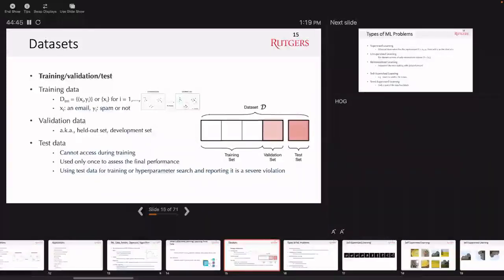So you cannot use the test data to choose your model. If you do this, that's usually considered a severe violation of evaluation protocol. Again, using the test data for training or hyperparameter searches and reporting the result is a severe violation of evaluation protocol. So we have the three sets of data: training, validation, and test set. And later, when we talk about cross-validation, we're going to get into more details on this. Okay. Any questions so far?